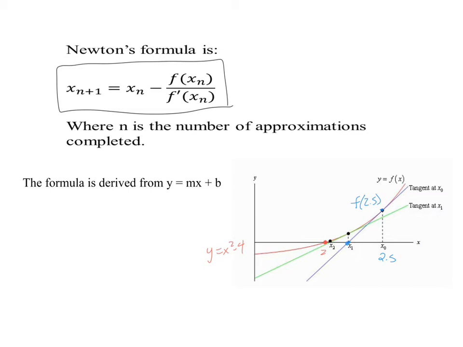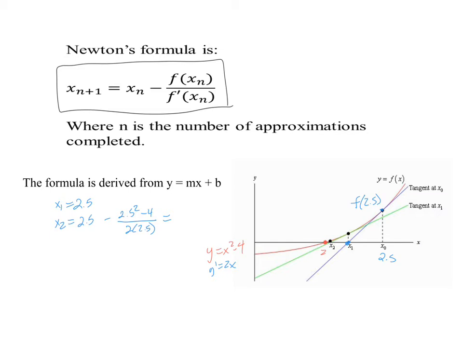So we're going to put in 2.5. So we're going to solve, let's call it x1 is 2.5. So now we're going to try to figure out what x2 is. So you'd put in 2.5. We would plug 2.5 into the original equation. So that'd be 2.5 squared minus 4. And then we're going to divide that by the derivative. So our derivative equation would just be 2x. So we're going to divide that by 2 times 2.5. And we just crunch that out on our calculator and see what we get.